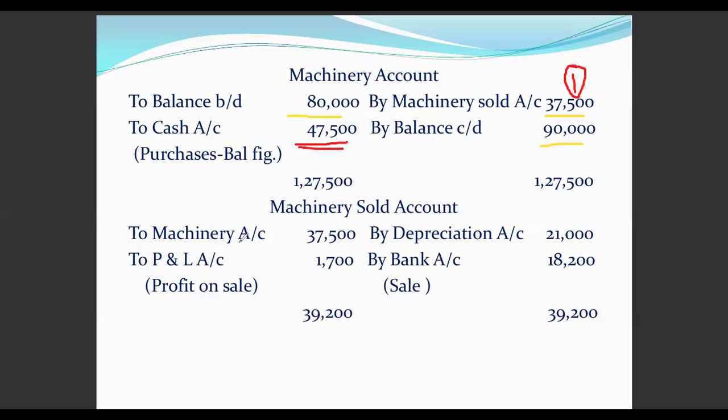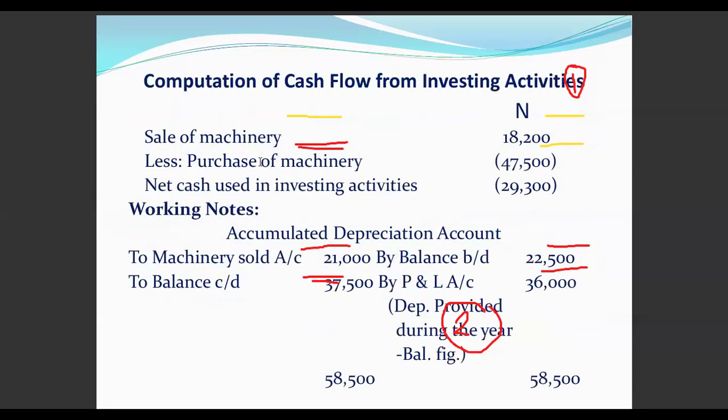Then we have transaction number two, where the cost of machinery was 37,500, the depreciation was 21,000, and we sell it for 18,200. So the balancing figure that we have calculated is 1,700. So we have first transaction about machinery account and second transaction about machinery sold. And by this way, we can find out the cash flow from investment activity.